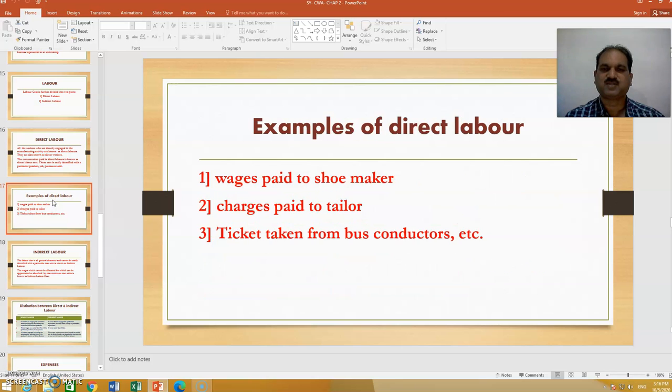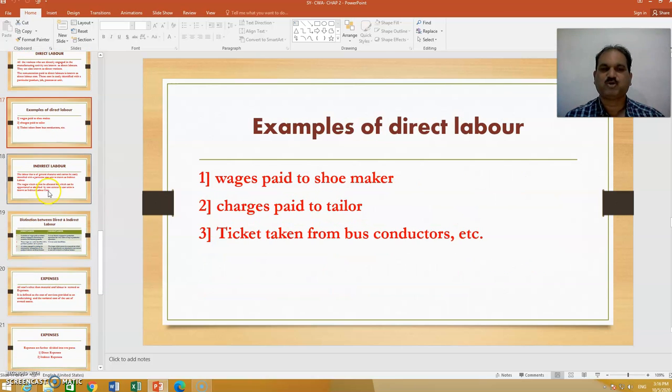Now let's see the examples of direct labor. Wages paid to shoemaker, charges paid to tailor, and ticket taken from bus conductors, etc. are the examples of direct labor.